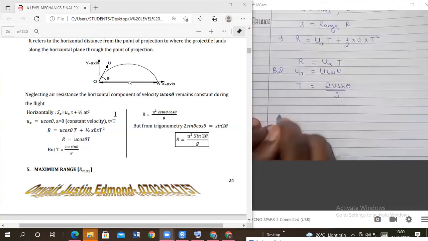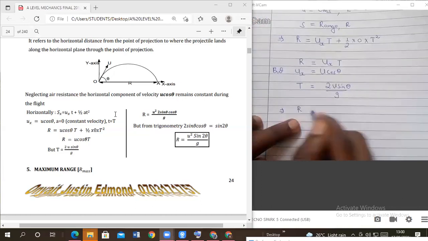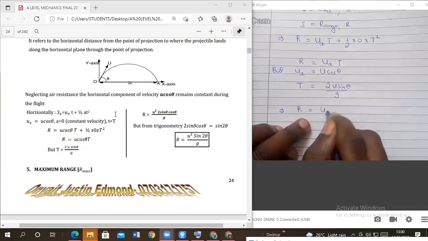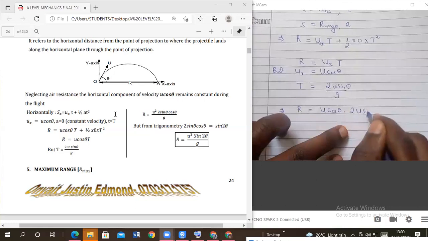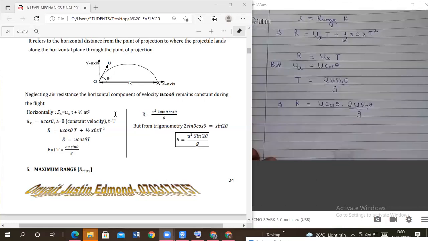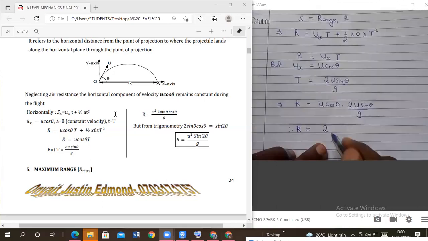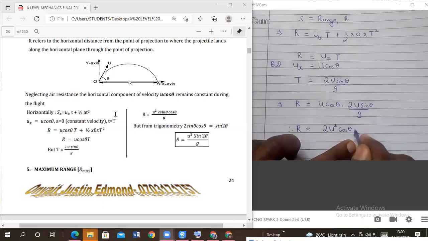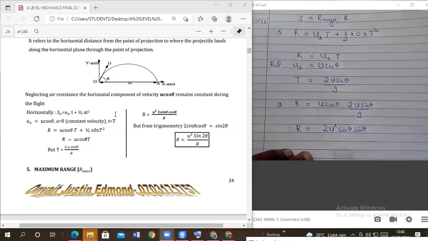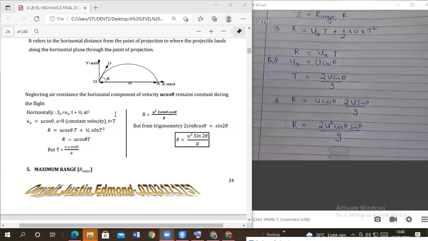So when you substitute that, our R is equal to U cos theta times 2U sin theta over G. So when you combine that, our R will be 2 U squared cos theta sin theta over G.